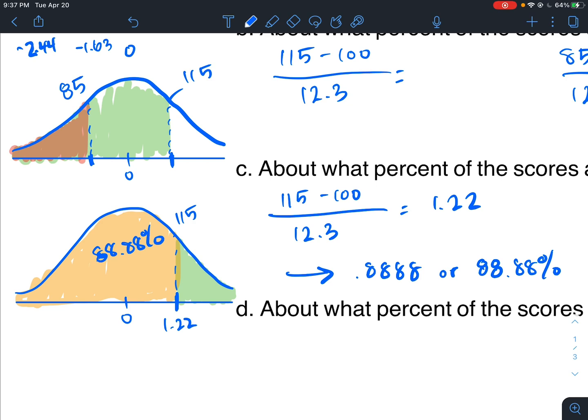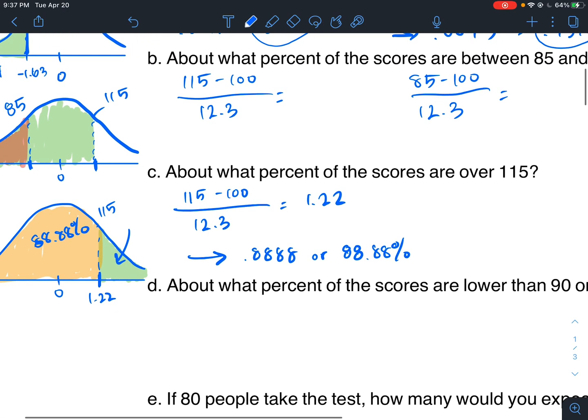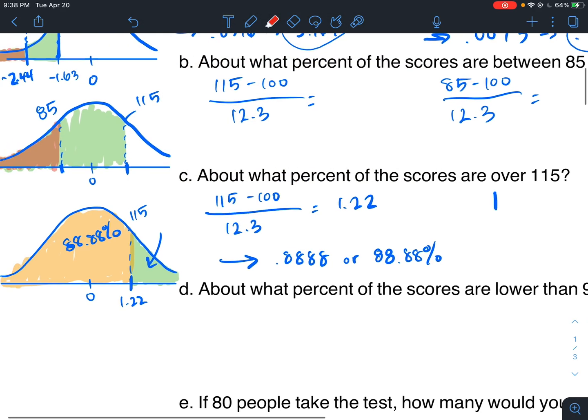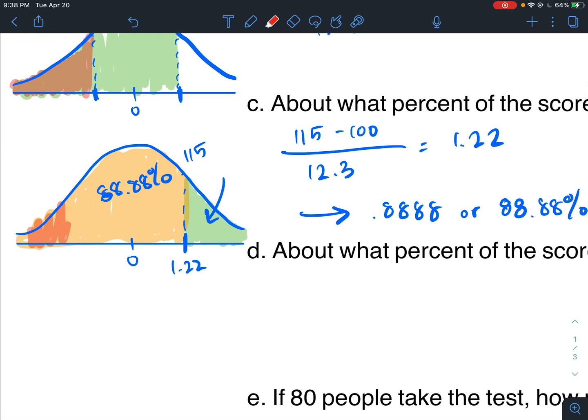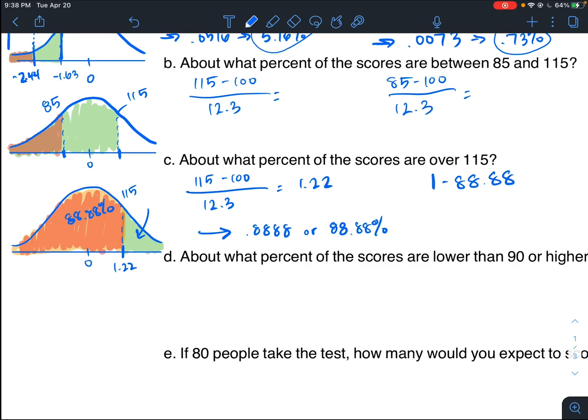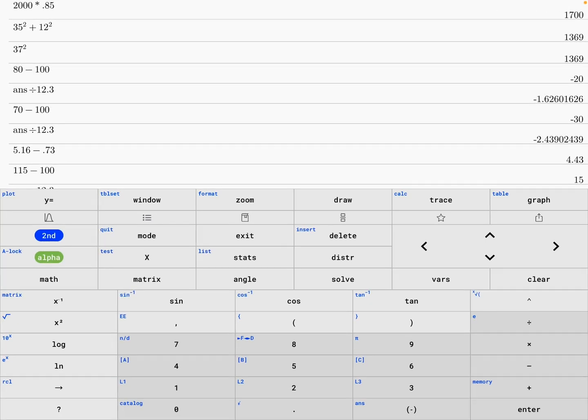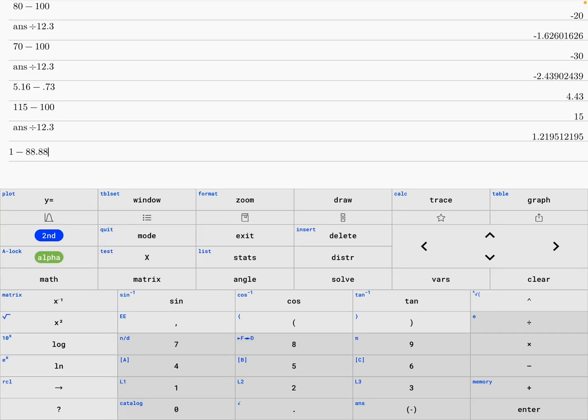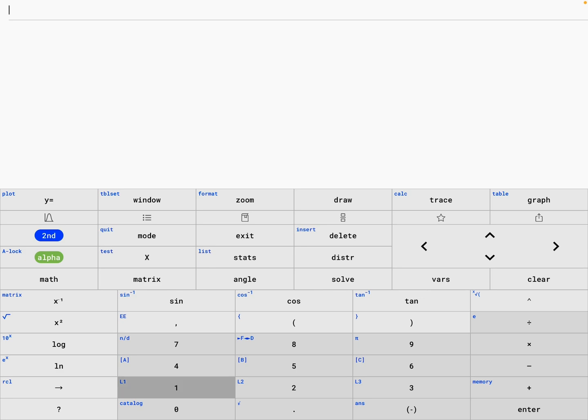Now I'm not interested in that area. I'm interested in this area. I know that the total area under the curve is 1. So what I want to do is subtract this area away from 1 in order to get my area in the green. So I need to take 1 and subtract 88.88 from it. If I'm doing a decimal, I'm going to do 1 minus 0.8888, and I'm going to get 0.1112.